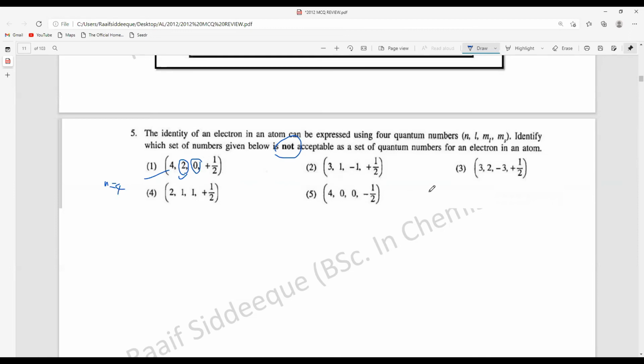Then plus half and minus half, you don't have to think about it, because it has a certain uncertainty. It can be either plus half or minus half. That's all. There are no other options. So this is okay.